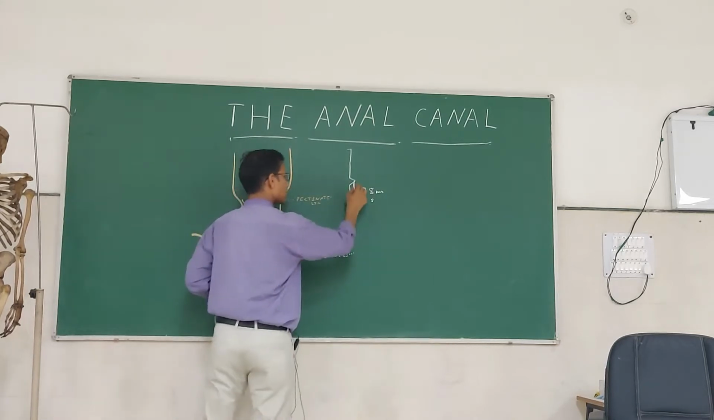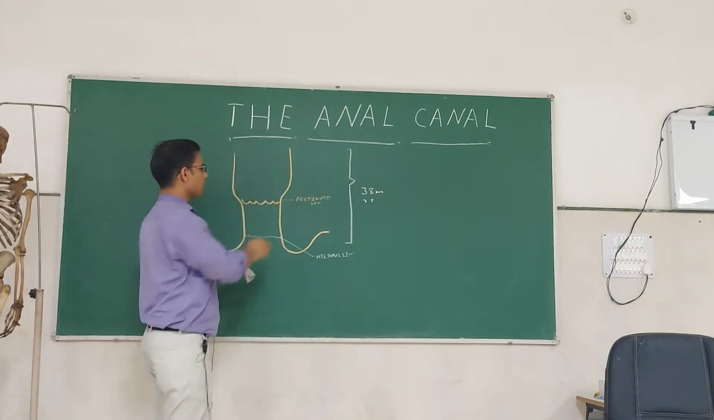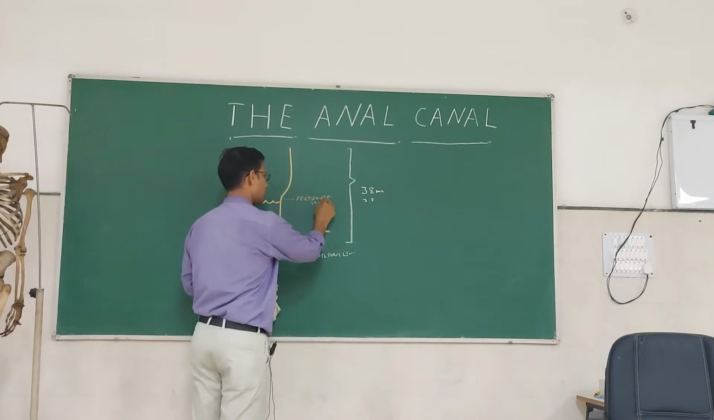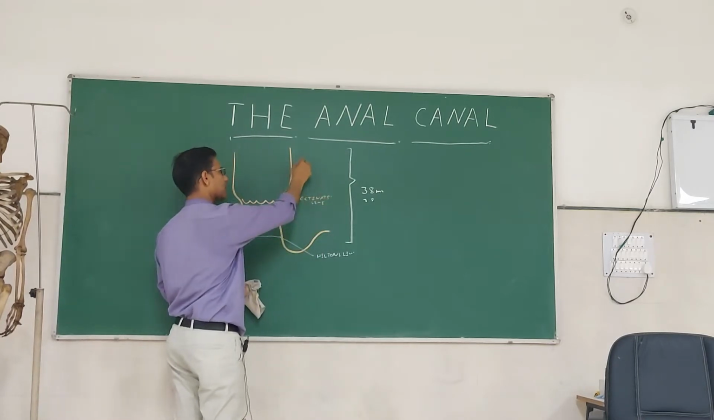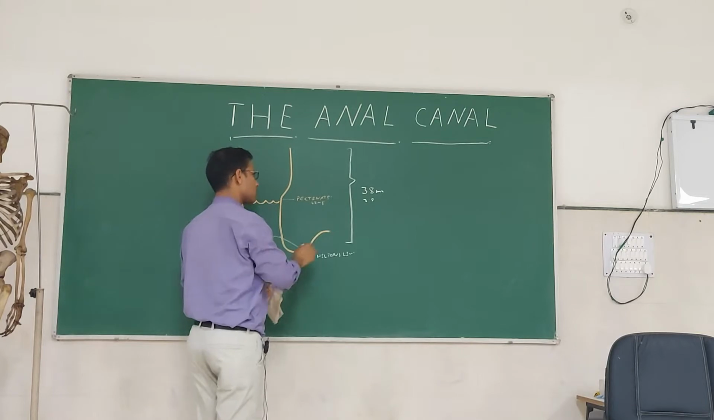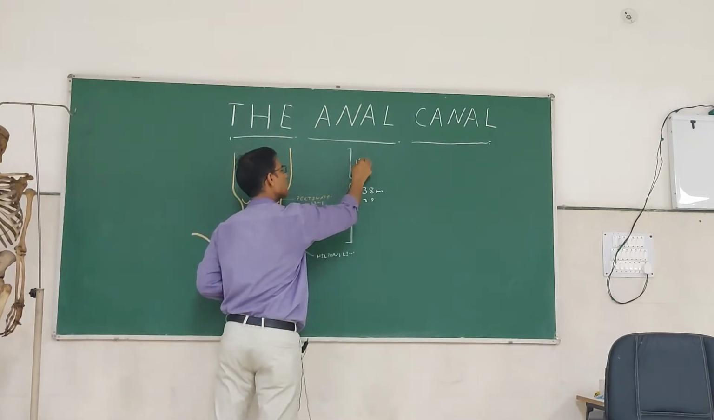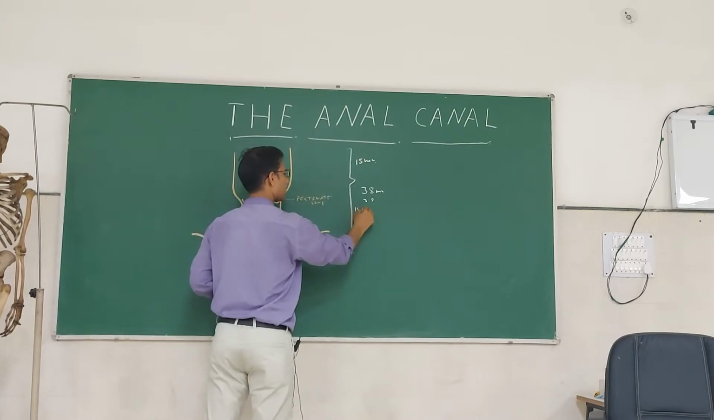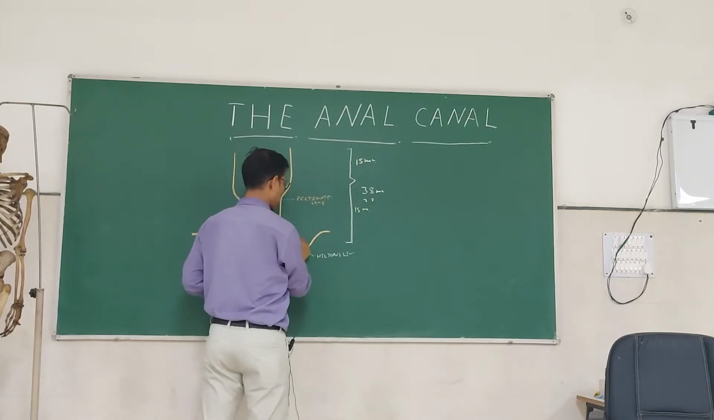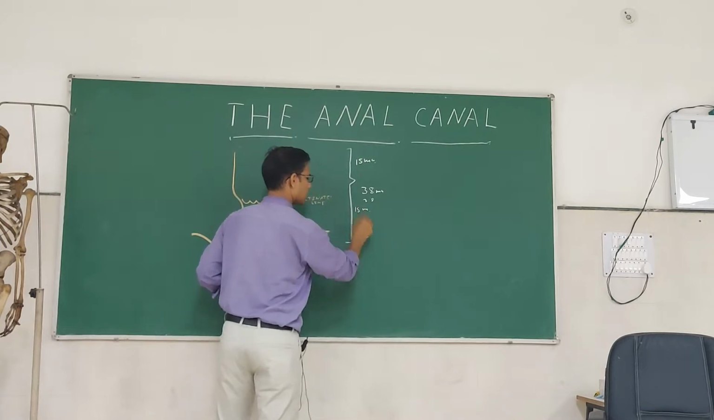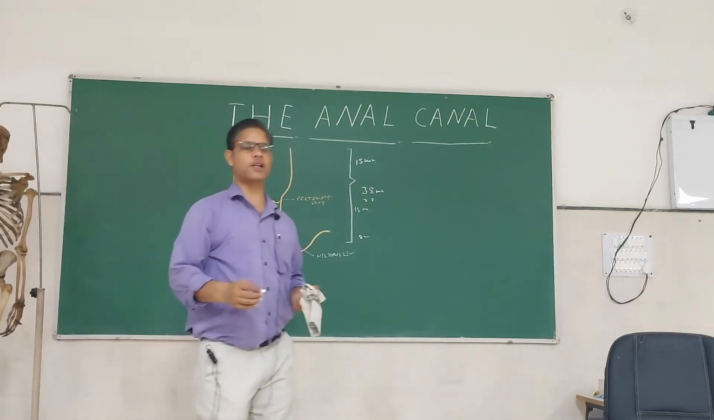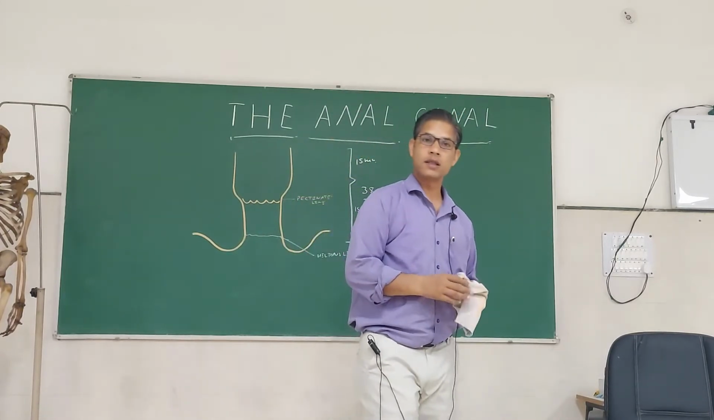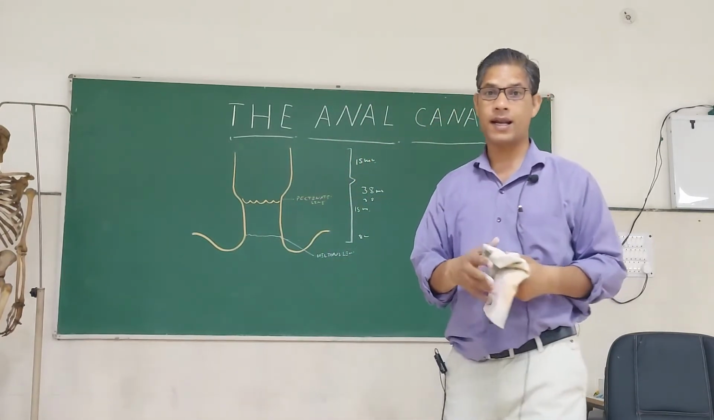The upper part is separated from the pecten line up to Hilton's line. This part up to the pecten line is 15 millimeter. The middle part is 15 millimeter, and the last part is 8 millimeter. So the total is almost 38 millimeter or 3.8 centimeter. This is the length of the anal canal.